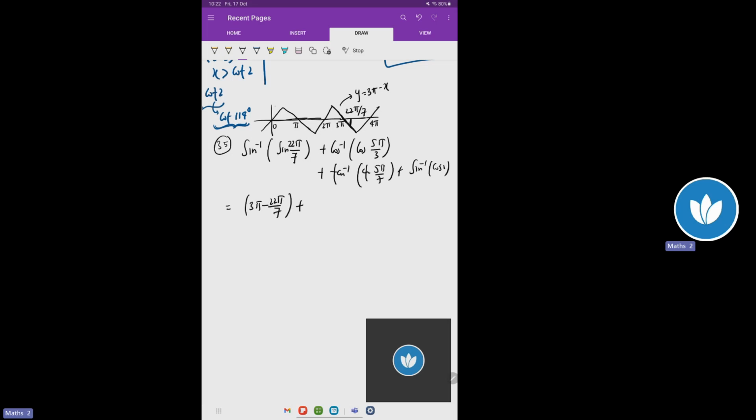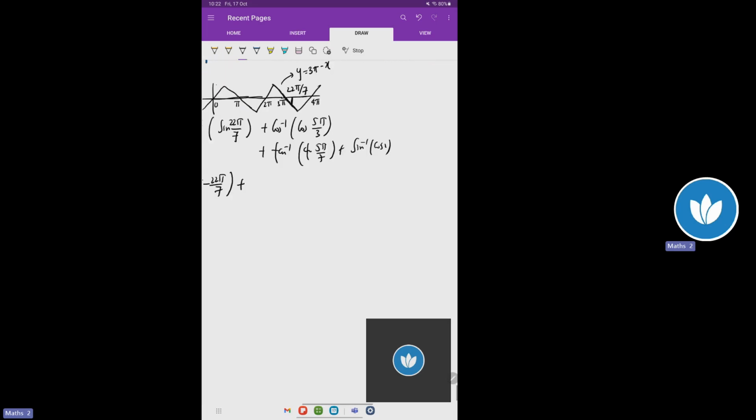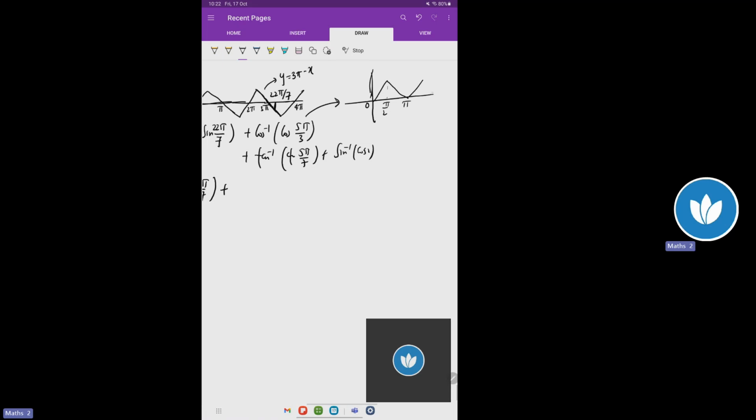What is cos inverse cos 5 pi by 3? The cos inverse cos graph is something like this. So this is 0, this is pi by 2, this is pi, and this is 5 pi by 3. So this is 2 pi. No, sorry.